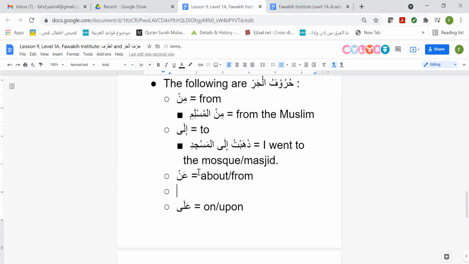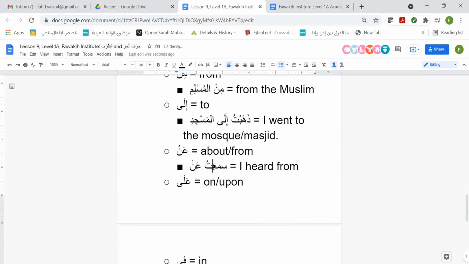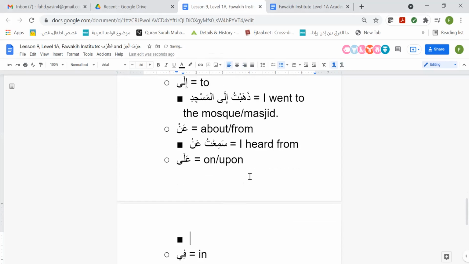So an means, you know what, an easy example, if you guys ever end up studying hadith in a formal way, you'll see this used. Sami'tu an, you know, fulan, like I heard from, okay? Should probably put all the harakat here. Sami'tu, it means I heard from. Ala is pretty self-explanatory.